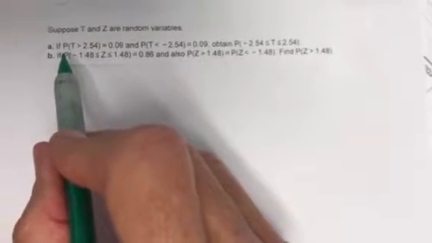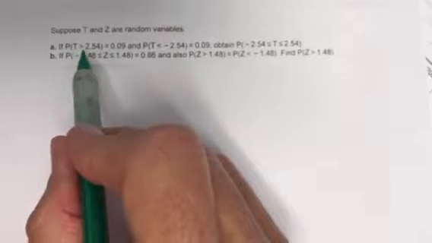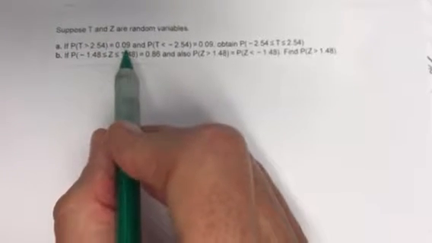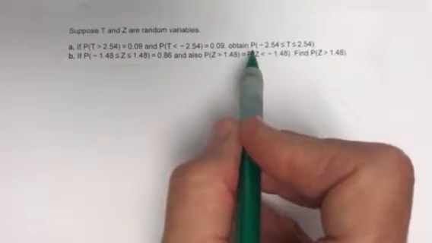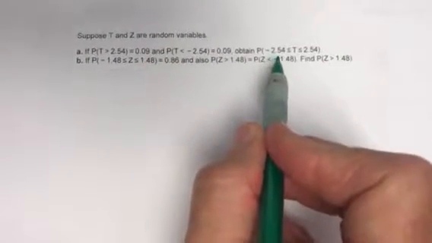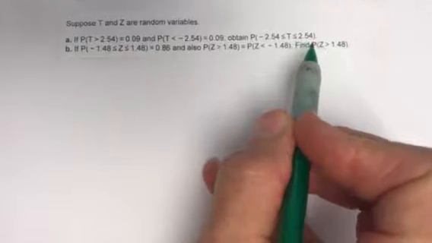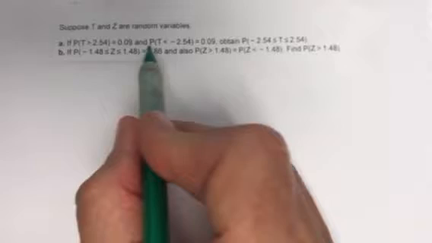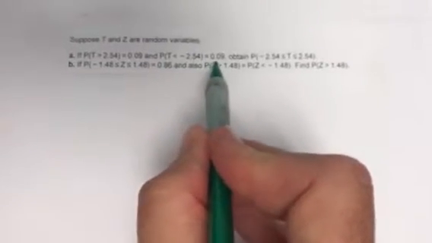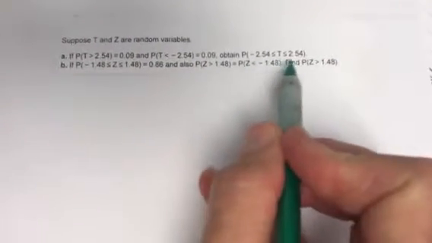Here you're given that the probability of t greater than 2.54 is 0.09, and the probability that t is less than negative 2.54 is 0.09. Obtain the probability that negative 2.54 is less than or equal to t is less than or equal to 2.54. So hopefully this notation isn't messing you up. This is basically just saying the probability of t greater than this value is 9%, the probability that t is less than this value is 0.09, obtain the probability that it's between the two values.